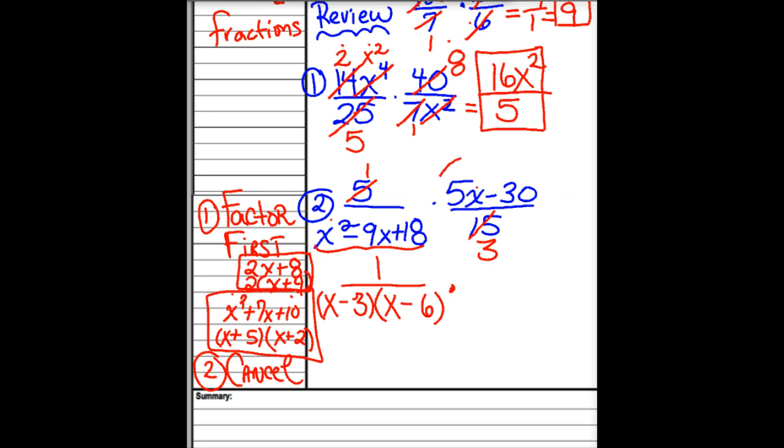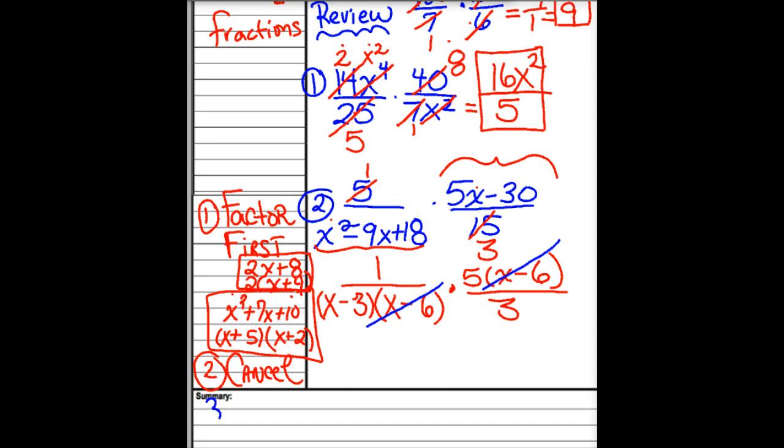On the top over here, can I take anything out? And the answer is yes. That's always the first question you ask yourself. Can I take anything out? On the bottom, I have that 3 left over from dividing a 5 out of it. Now I can cancel any common factors. I have a whole factor of x minus 6 on the bottom and on the top.